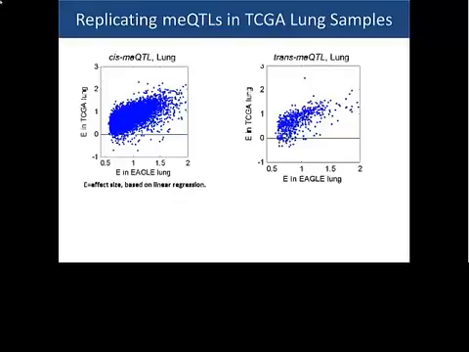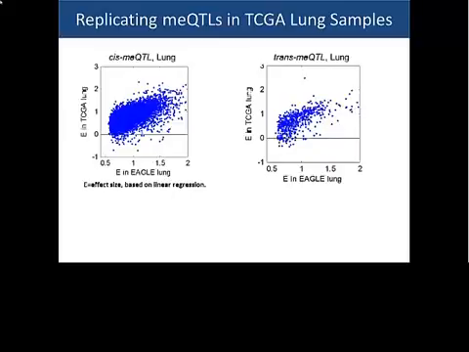So before I proceed to do the downstream statistical analysis, we first need to investigate whether the findings based on our study are robust or not. Therefore, we performed a rigorous replication study in the TCGA normal lung tissue samples. Luckily, we have 65 normal tissues based on the TCGA samples.